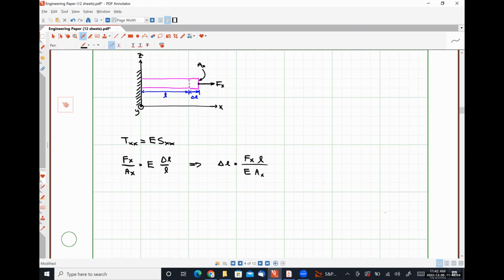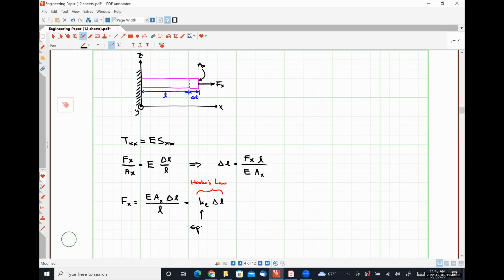If we further manipulate our expression, we can find that the applied force, F, is equal to E times our cross-sectional area times delta L divided by L, which could be written as KE times delta L, just putting this in the form of Hooke's law for small spring displacement: spring constant times the change in the spring length.